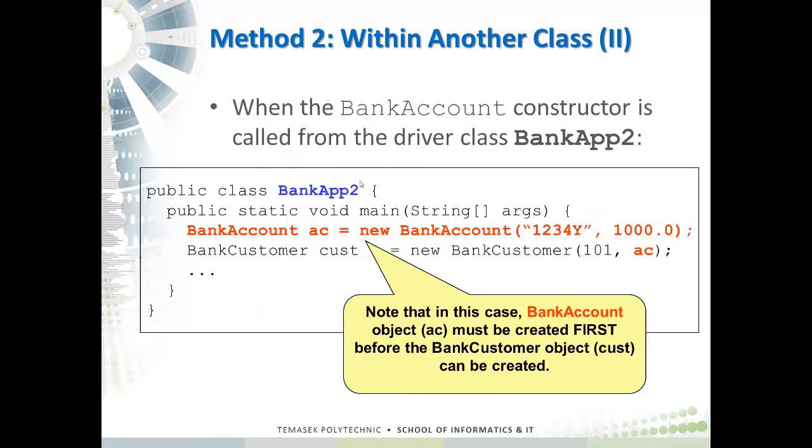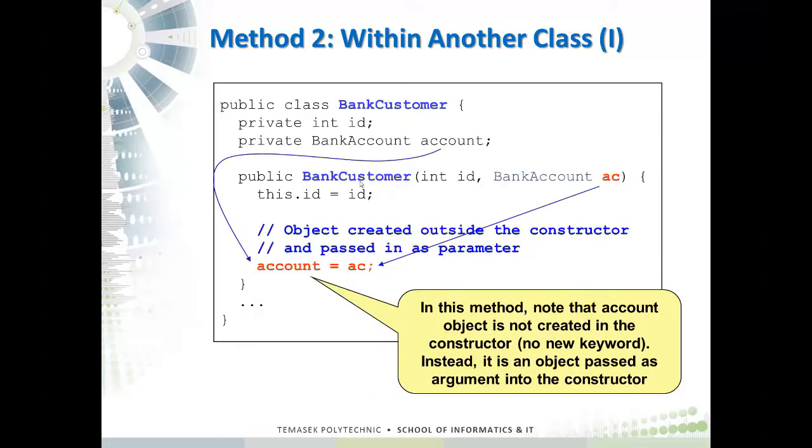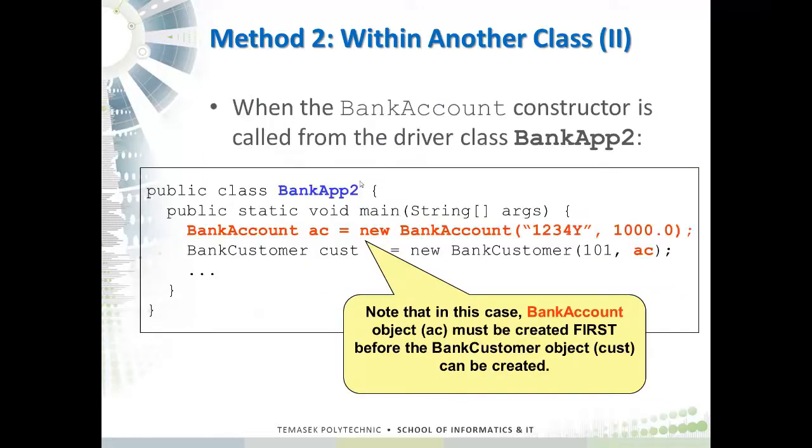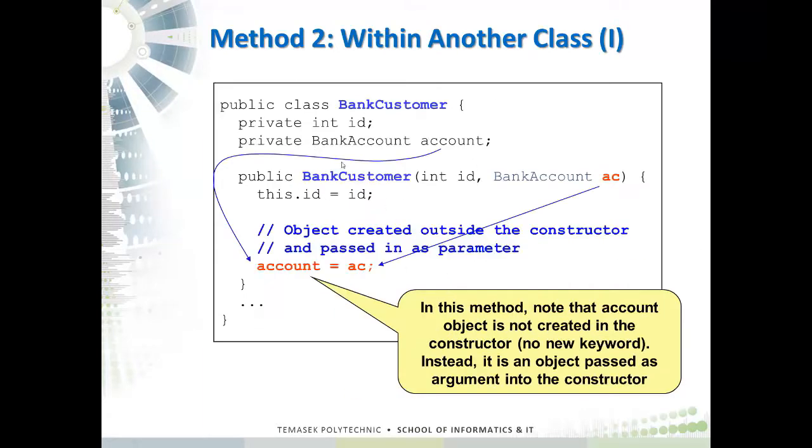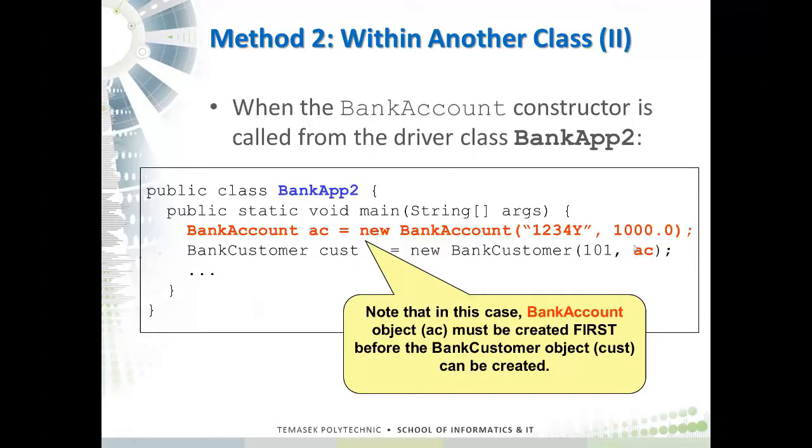Instead just stick with method 2, where you create two separate classes, and in your driver app you create your bank account and then put it into your bank customer class, like so. As you can see, this is your bank customer class. You try to retrieve your bank account object by putting it as one of your arguments, like so. So you create your bank account first and then put it into your arguments for your bank customers.